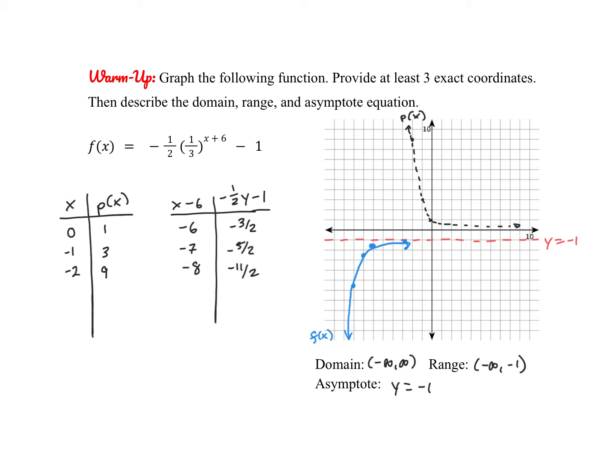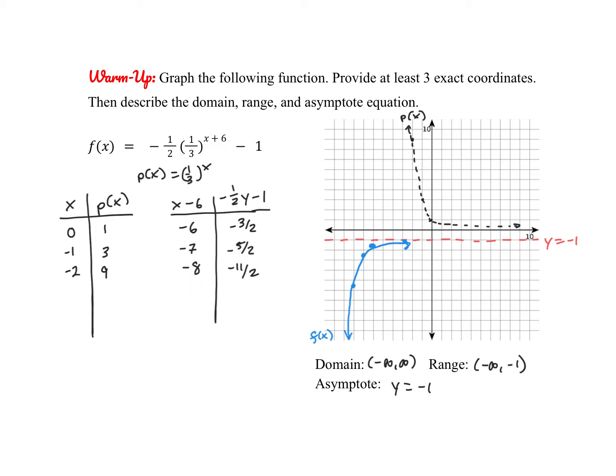So I graphed this using transformations. My parent function is just (1/3)^x. So this is a base 1/3 function, so it's an exponential decay. And then I found 3 coordinates from my parent function. You could use any 3 coordinates you like, and then you could transform them accordingly.